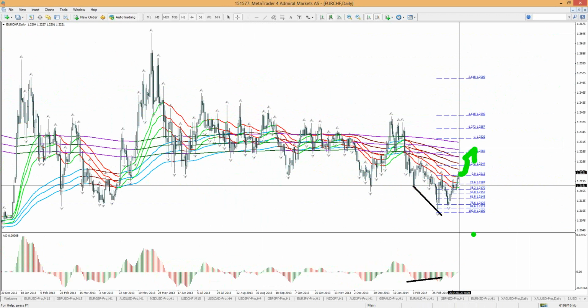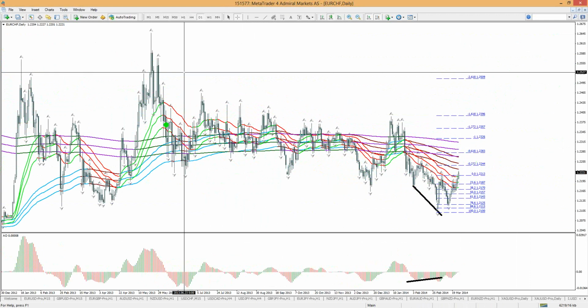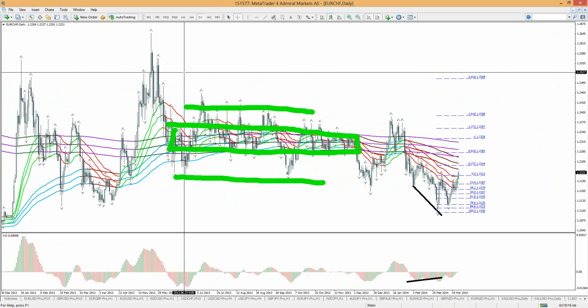Here you can see a classical example on the daily chart of the Euro Swissy of a range. Flat moving averages. Anytime the price tries to escape the moving averages, it bumps into a support or resistance, and it flies back, and the moving averages are a gravity.